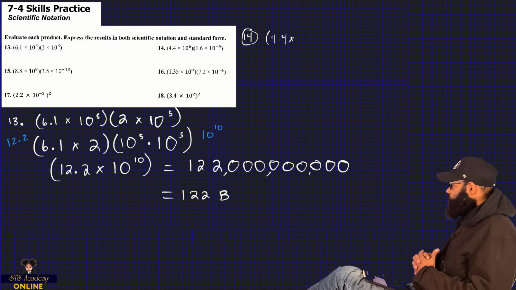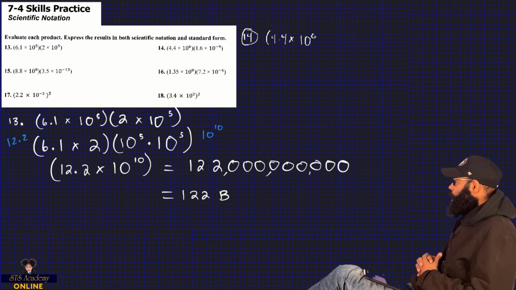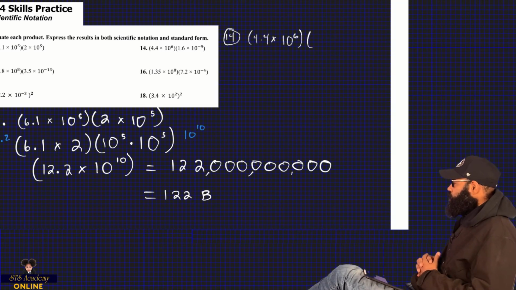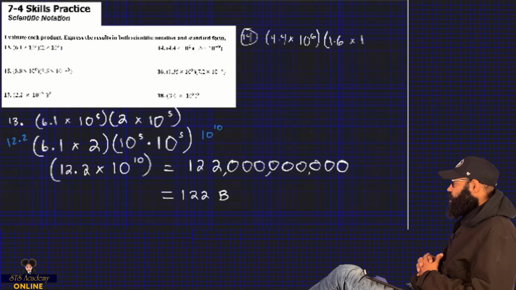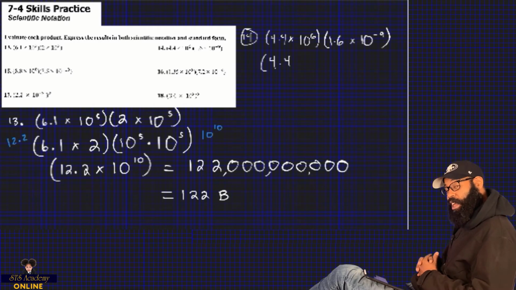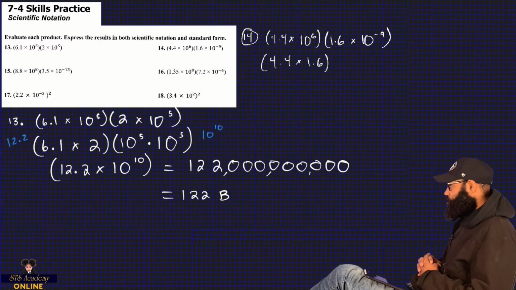No boxes? Guess not. 14. Again, guys, 4 and 4 tenths times 10 to the 6th power. All times 1 and 6 tenths times 10 to the negative 9th power. So here's those negative exponents that came up before. But doing scientific notation, don't even think about fractions right now. Just think, keep the decimals together.